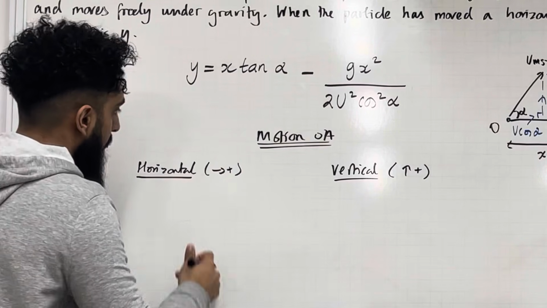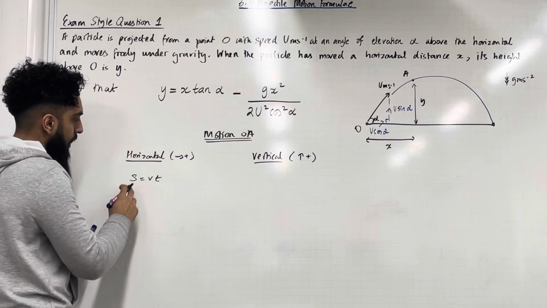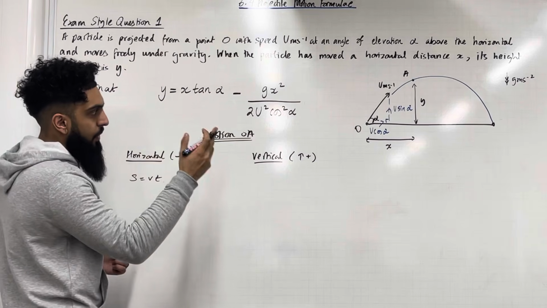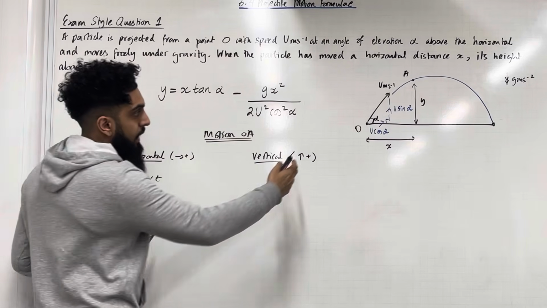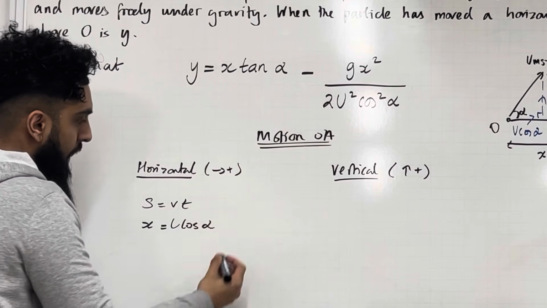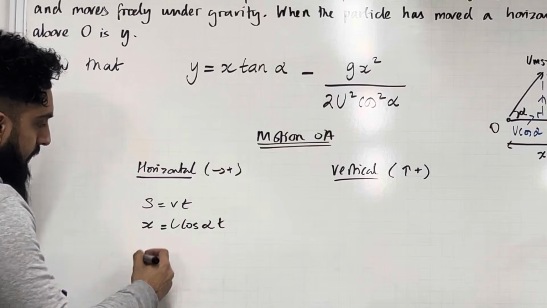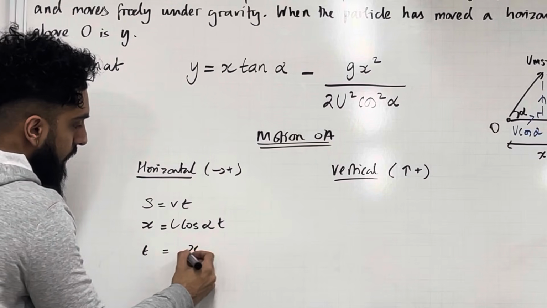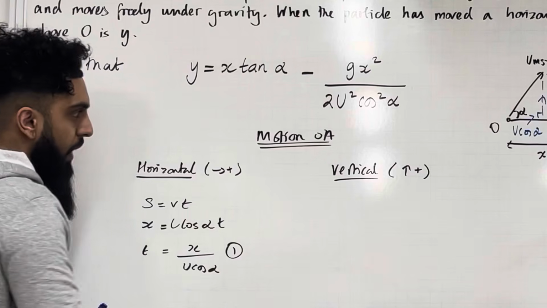Right, now for the horizontal, we have S equal Vt. The horizontal displacement from O to A is x. The horizontal initial velocity is u cos alpha. And the time is just t. Right, so we can make t the subject. This gives us t equal x over u cos alpha. I can call this equation 1.